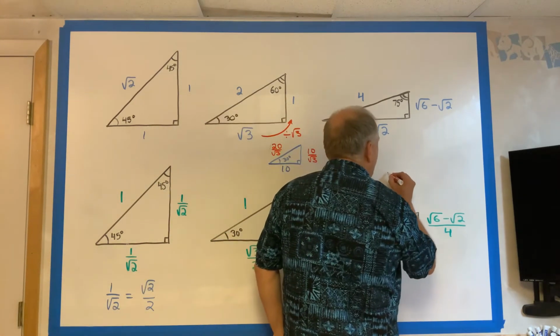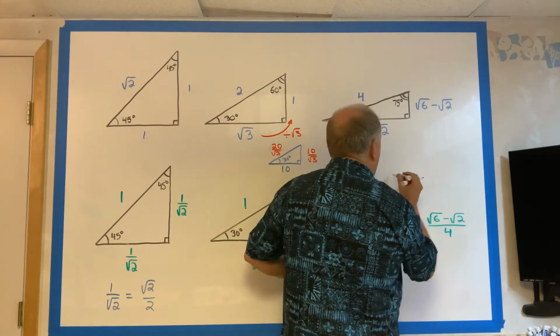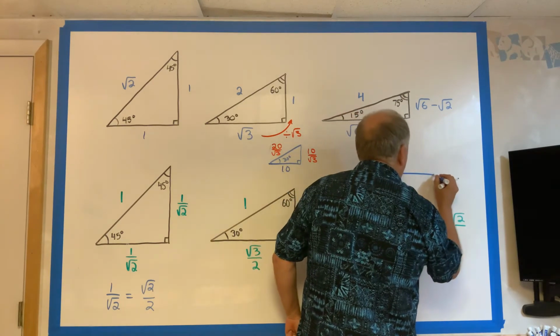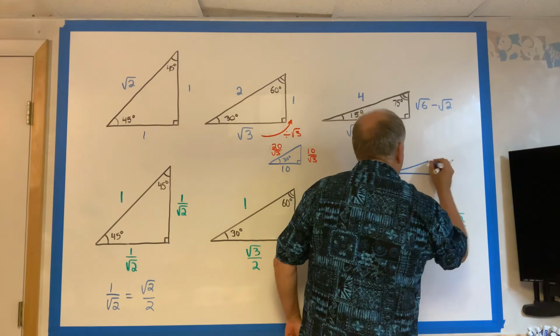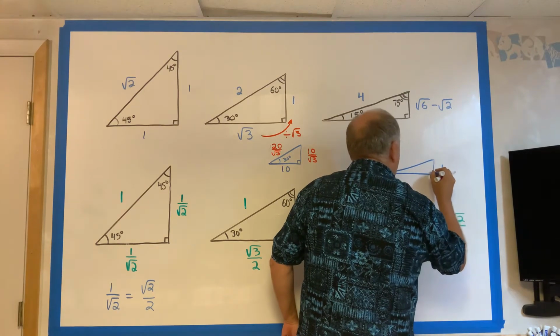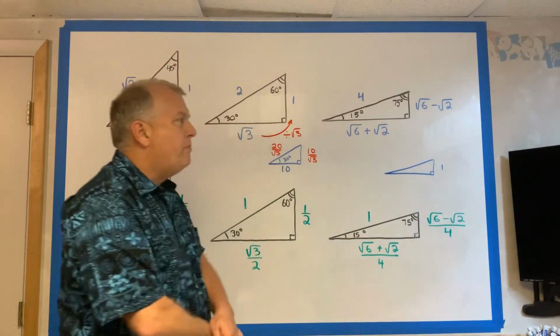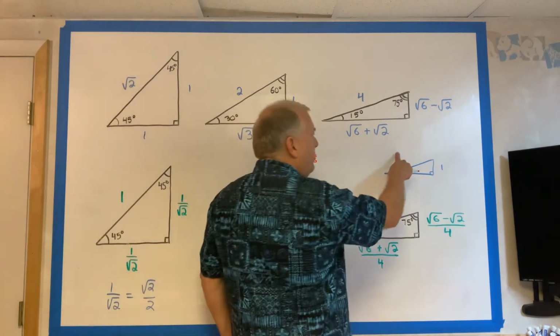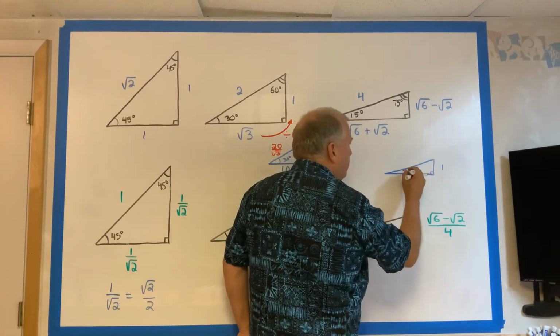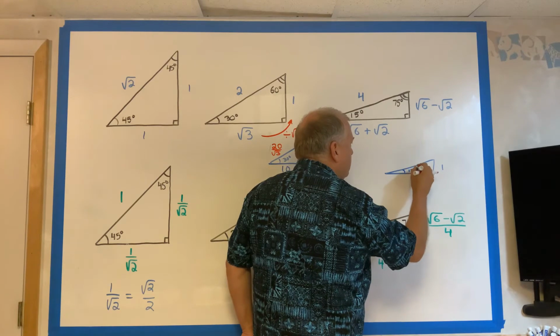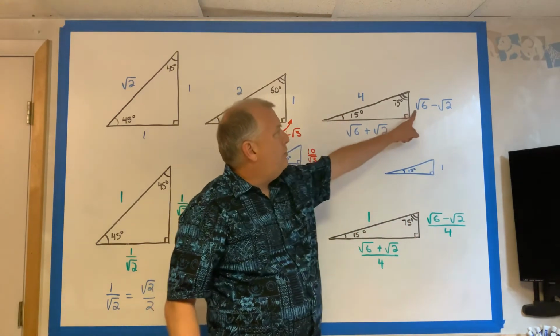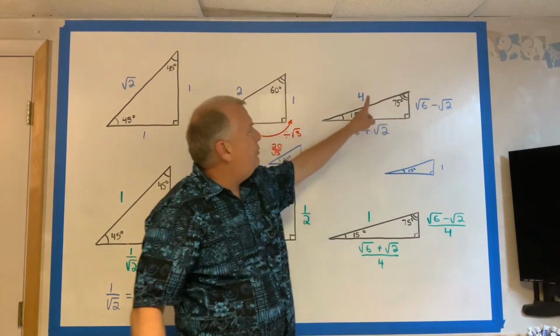For example, if someone gave me a 15, 75, 90 triangle and said this side was 1, then I can decide how to name the other two sides from that information. How do you turn root 6 minus root 2 into 4?